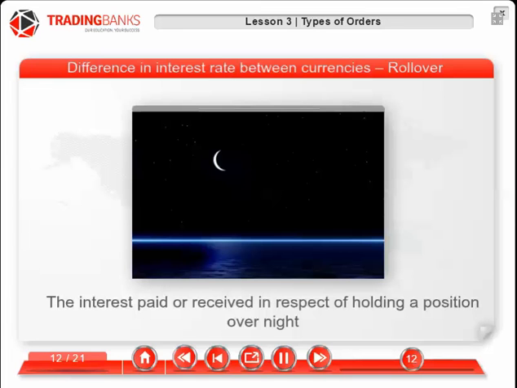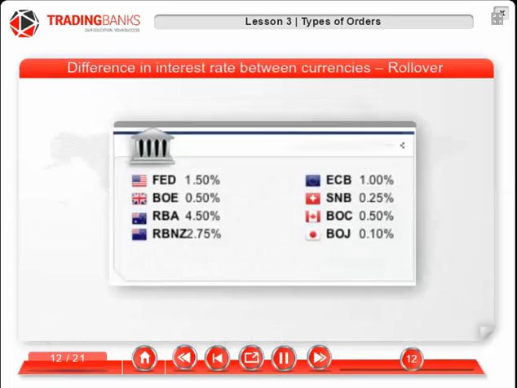In order to understand the meaning of the rollover, one must know that the interest rate between countries is not identical and that they are determined by the local government from time to time as part of their monetary policy. Rollover interest is the interest paid or received for holding a position overnight. Every currency has its own interest rate, and because forex trade is conducted in currency pairs, every transaction contains not just two currencies, but also their interest rates.